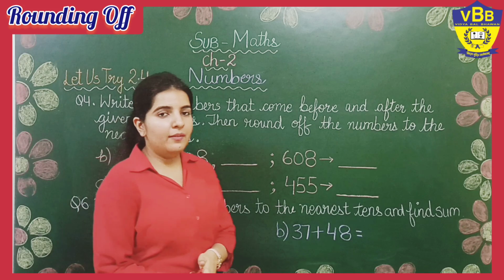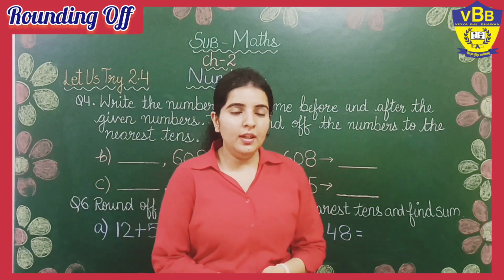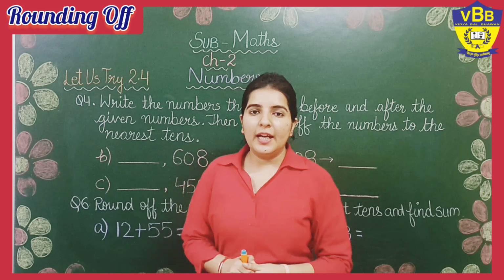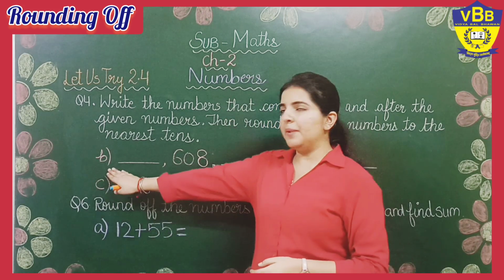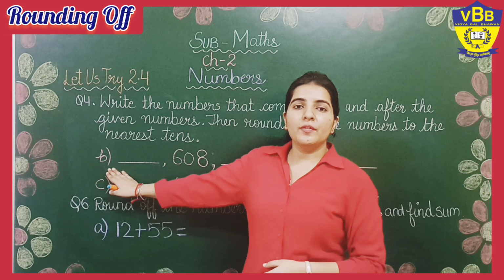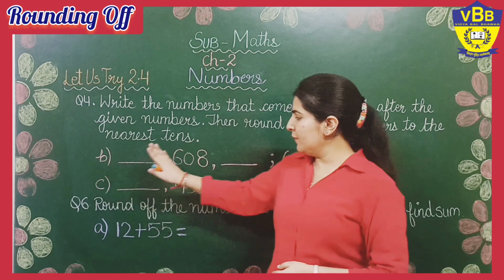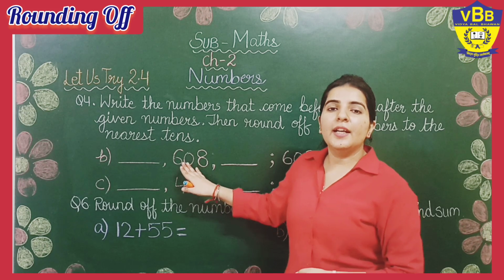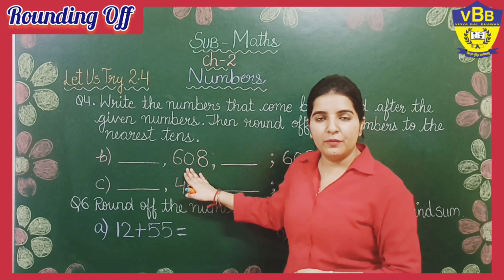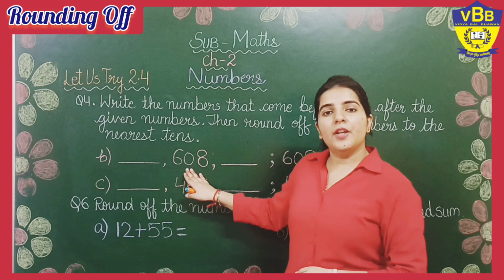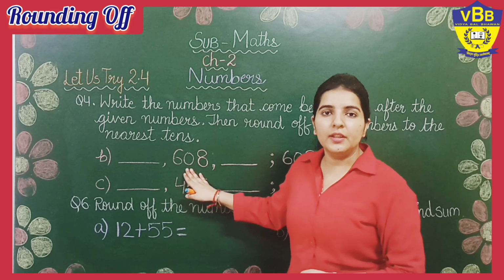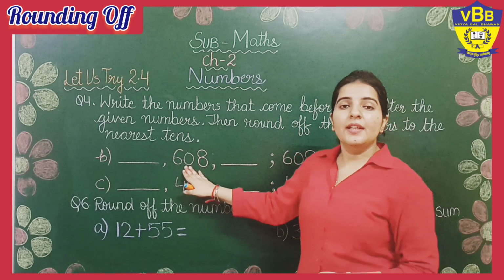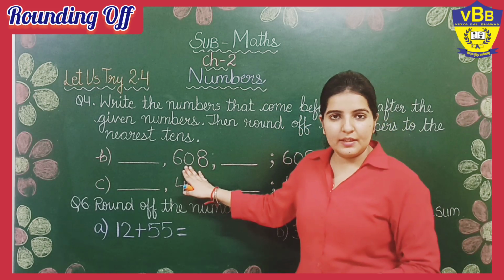One by one we will check the numbers. Here also one part is already done for you, so I will come straight to the B part. What do we have to do first? First of all, we have to look at the number. We have to tell which number comes before the given number and which number comes after the given number. Here my number is 608.